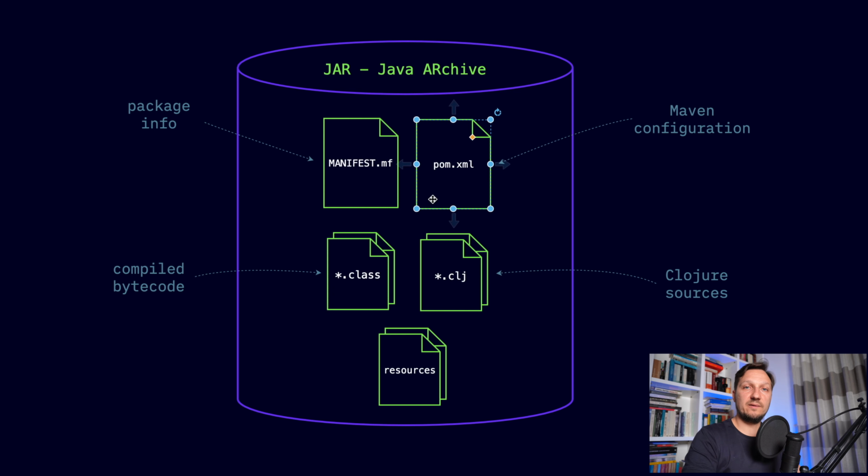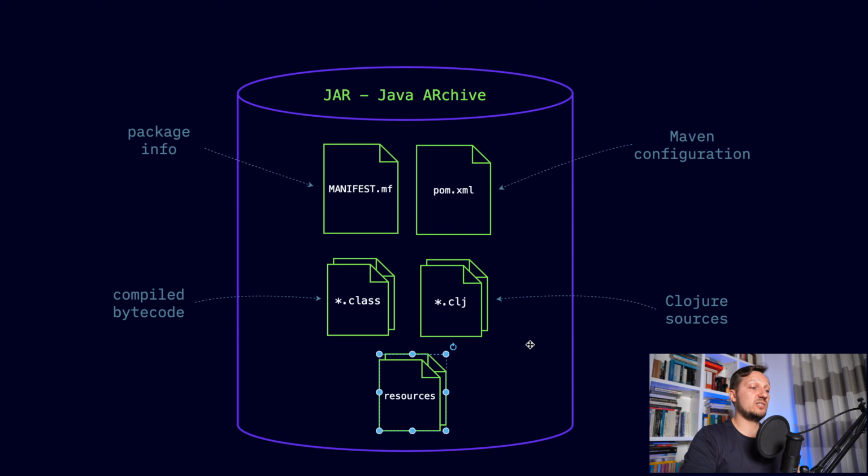Other files that you can find in your jar are .class files. These are files with compiled Java bytecode. You will get them as a result of compiling your Clojure sources. Also, you may find in your jar file the actual Clojure sources, your .clj files. And of course, you will have resources. Or maybe you don't have, but you can have.